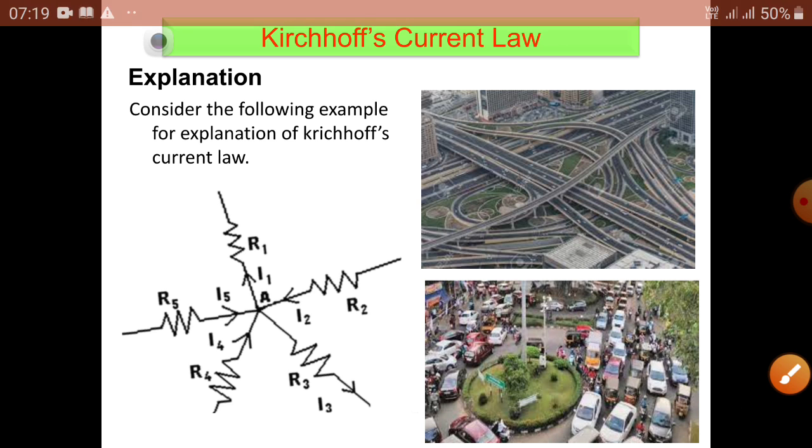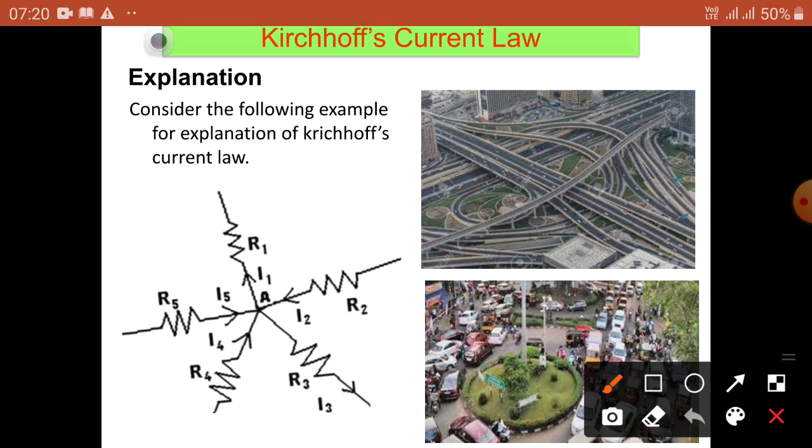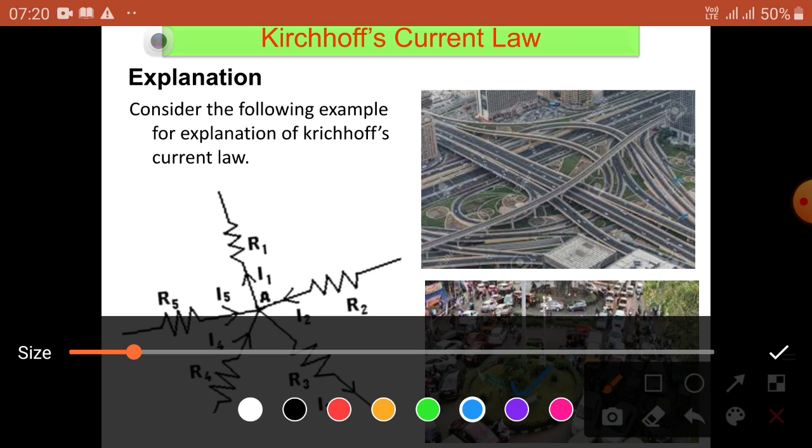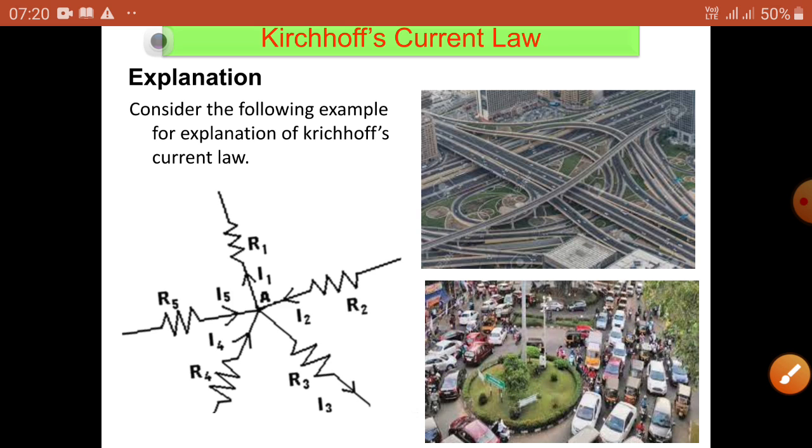Simply, here you can see some of the vehicles coming to this node or junction. Some of the vehicles come from this direction, some from this direction. How many vehicles are staying in the junction? 0. Simply coming and going. There is no storage at that junction. That is an example of Kirchhoff's current law. No vehicles are staying at that junction for 1 hour, 2 hours, simply coming and going.